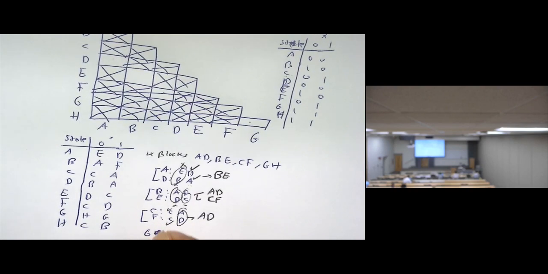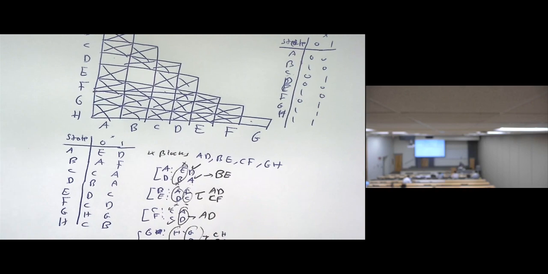Here's G, and here is H. So for G, it is HG. For H, it is CB. So we realize that there are no similarities for both. Then it will be written as CH and BG. Okay? Is this clear?